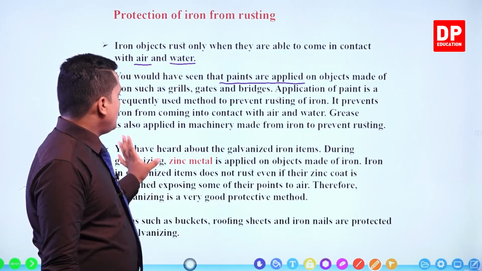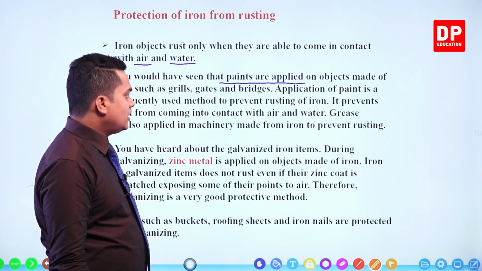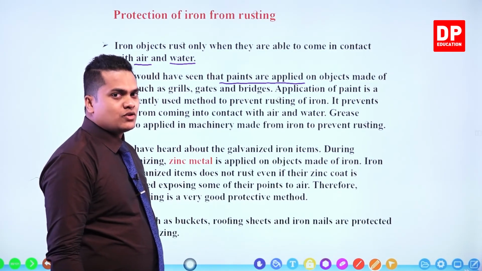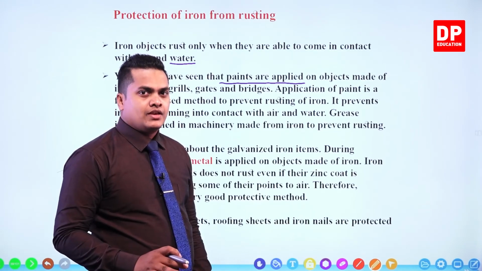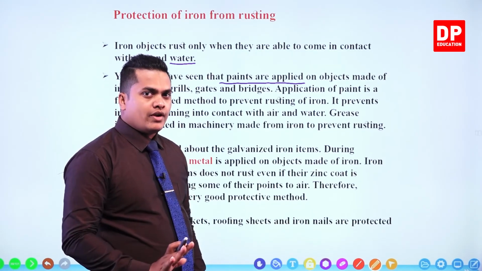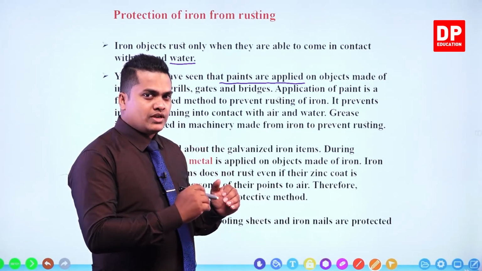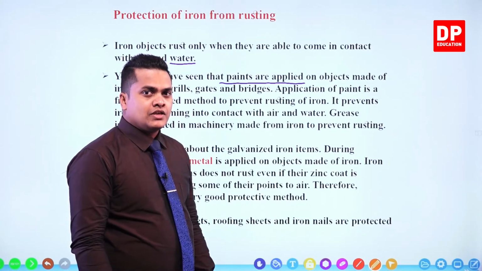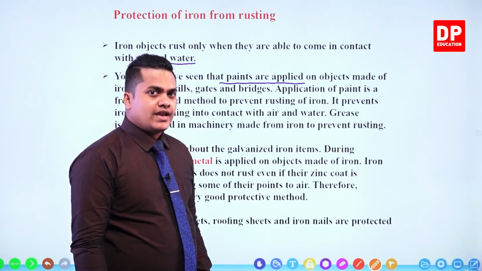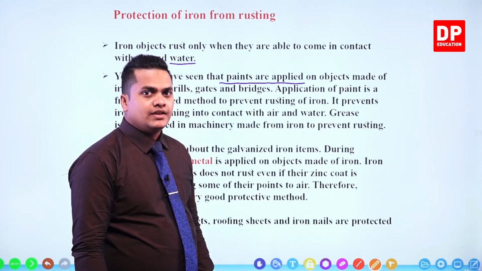Grease is also applied in machinery made from iron to prevent rusting. So application of a certain substance on the surface of iron can be used to avoid the contact between water, air and the relevant iron surface. So by avoiding that contact we can avoid the process of rusting, right?